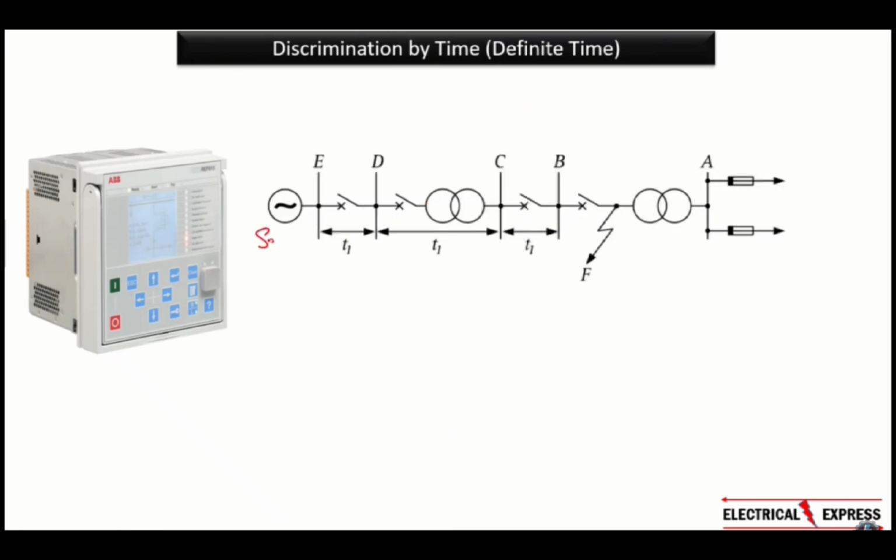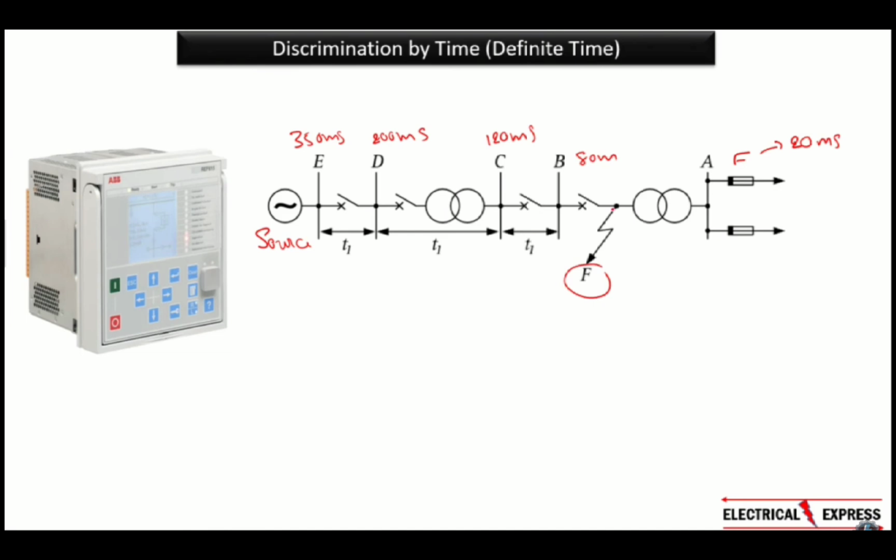For example, suppose this is a source, and here, there are breakers B, C, D, E, and their relays. Here, at A, there are fuses. We've provided timings for all the relays. For example, at B, suppose there's a fuse, and the tripping time is 20 milliseconds. Suppose we've provided 80 milliseconds for the relay on the B side. Suppose we've provided 120 milliseconds for the C side. We've provided 200 milliseconds for the D side. And suppose we've provided 350 milliseconds for the relay on the E side.